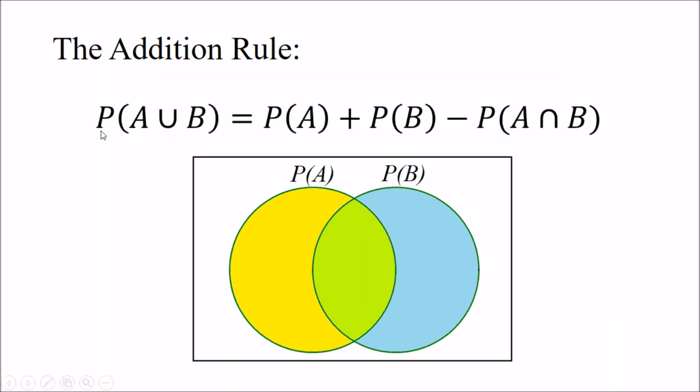The addition rule simply states the probability of A union B is the probability of A, which is the entire circle on the left, plus the probability of B, which is the entire circle on the right, minus the probability of A intersection B, because otherwise the green, the overlapping region, gets counted twice. That fixes that.